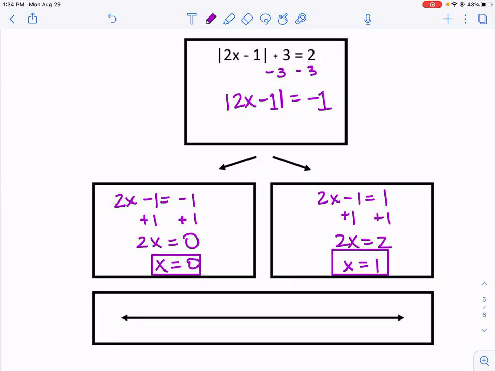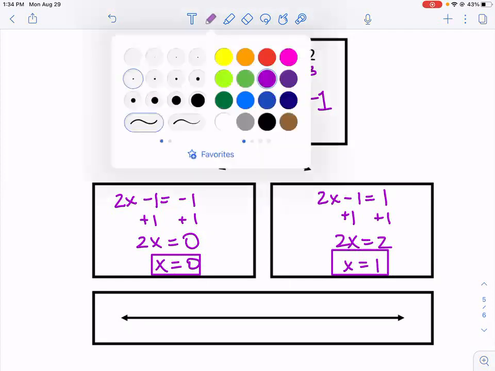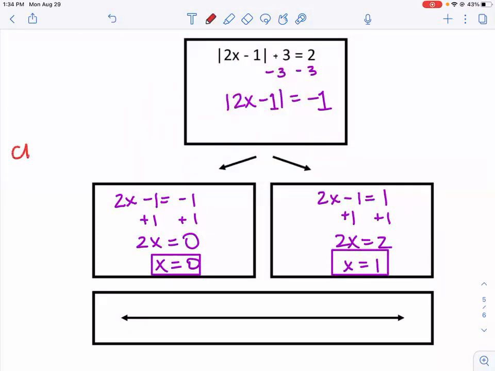Don't get too ahead of me, people. Am I plotting these on my number line? No, then you shouldn't be. Chill out, she hasn't done that yet.